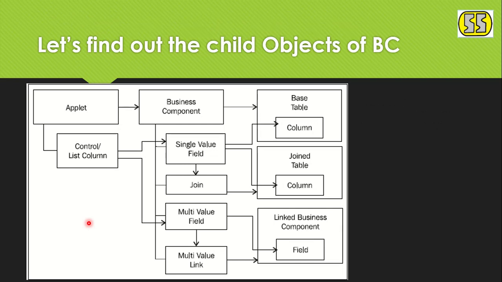Now, this is a BC. BC is a parent object. Applet and control are UI objects, which we'll understand in the UI layer. Under BC we have two varieties of field: one is the direct field and one is the join field. The question that arises is what a direct field is and what a join field is. Each BC points to a particular table.